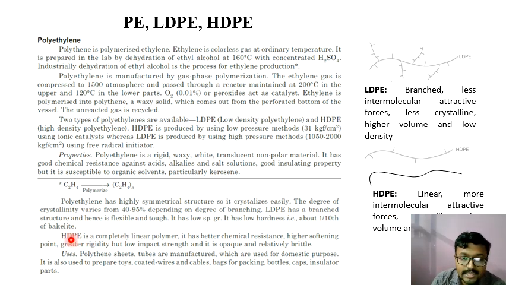So HDPE is high density polyethylene, LDPE is called low density polyethylene. Okay, so polyethylene is also prepared by addition polymerization reaction. It has two types, low density and high density polyethylene.